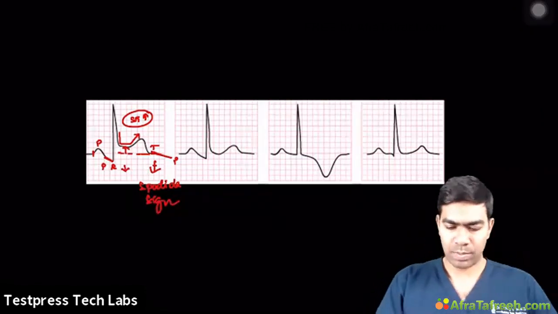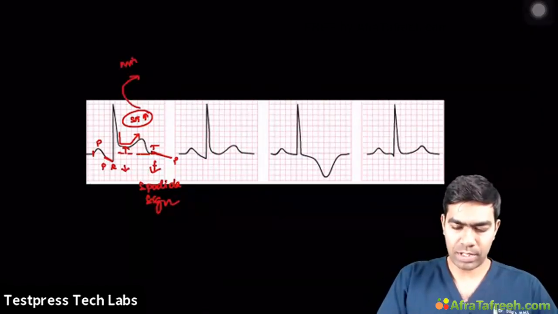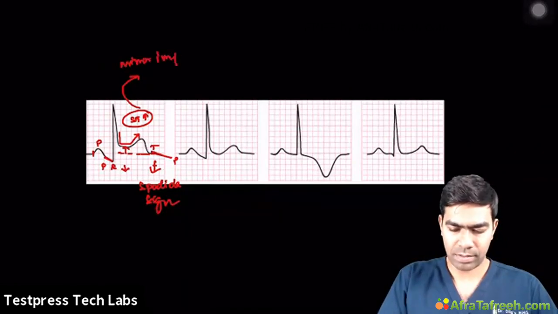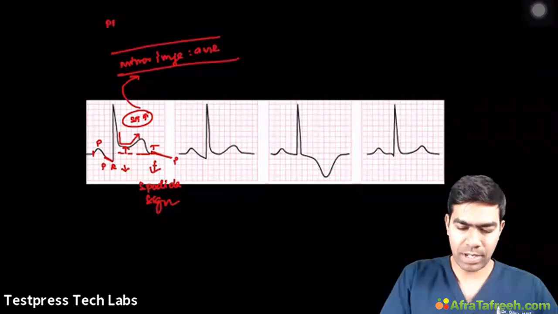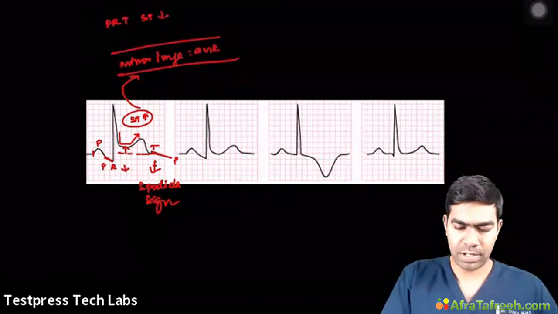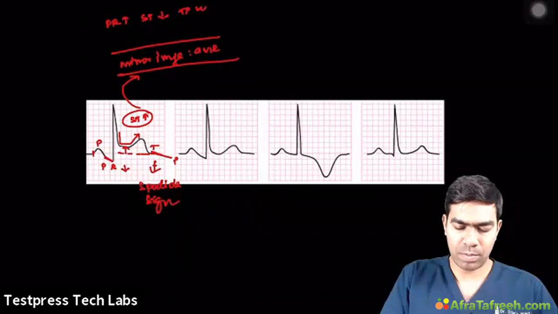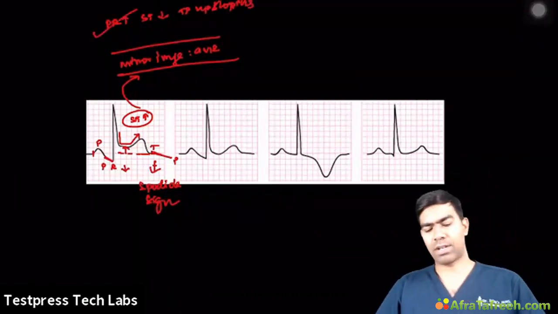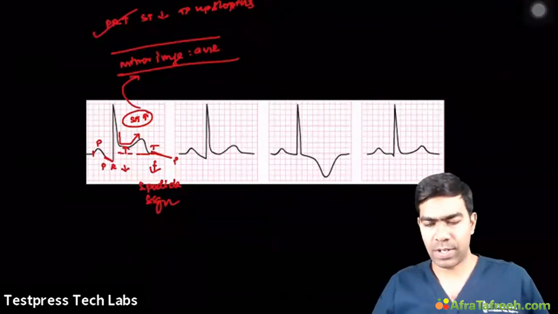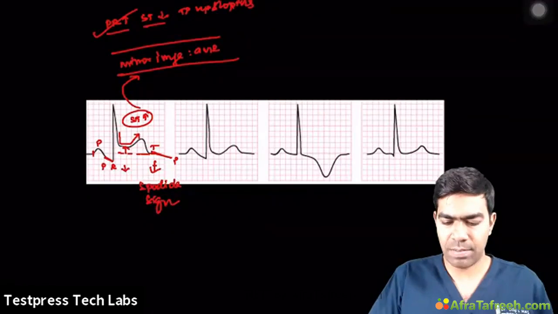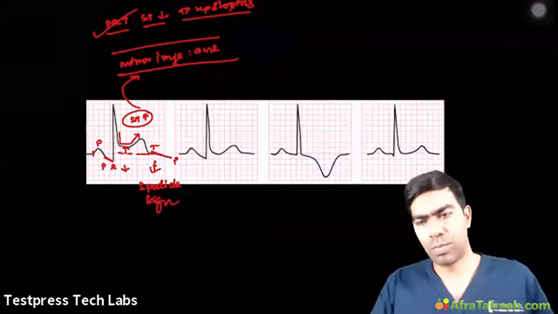So remember, a mirror image of this can be seen in AVR. Mirror image in AVR. Which means what you will be seeing? You will be seeing a PR elevation, ST depression, and TP segment upsloping. Exactly opposite to what you see here, you will see in the AVR. Mirror imaging: PR elevation in AVR, ST depression, and TP upsloping.